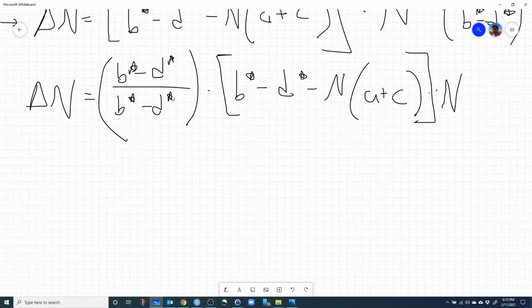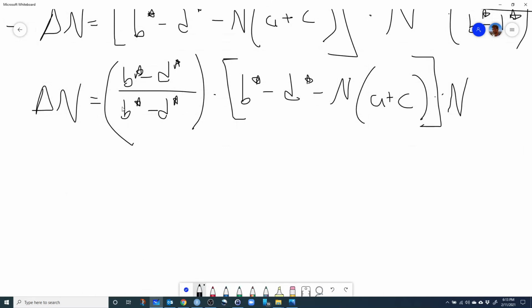So we can get rid of this here and just divide this whole term by b star minus d star. And if we put that in parenthesis, what we can do is actually divide this term by b star minus d star and divide this term by b star minus d star. That's the same thing as this whole term divided by b star minus d star.